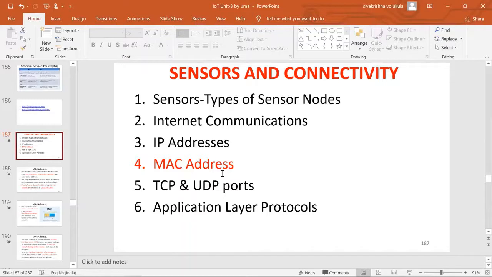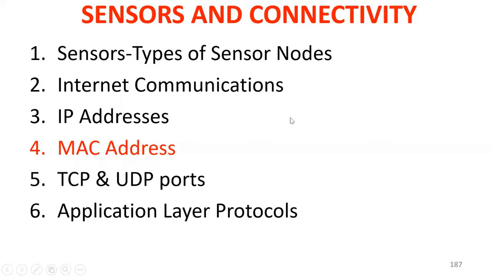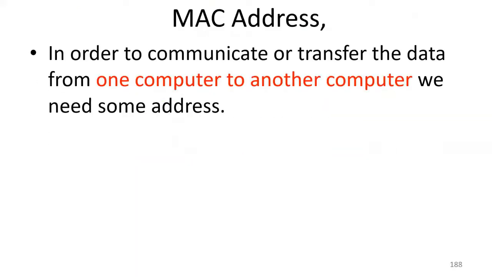And then I'm coming to the next important task, IP address. Here IP addresses differ in IP version 4 and IP version 6, you discussed. Now you are going to know about the MAC address. What is a MAC address? And then what is the need of MAC address? In order to communicate or transfer data from one computer to another computer, you need some address. For example, IP address is one type of address here. That means that is enough. But what is the need of MAC address?